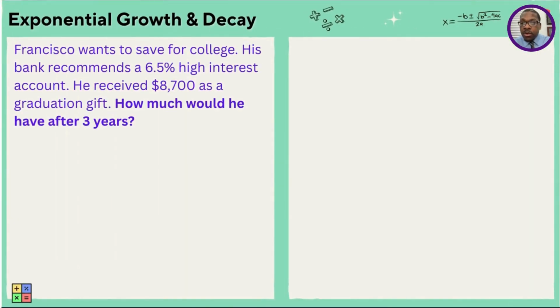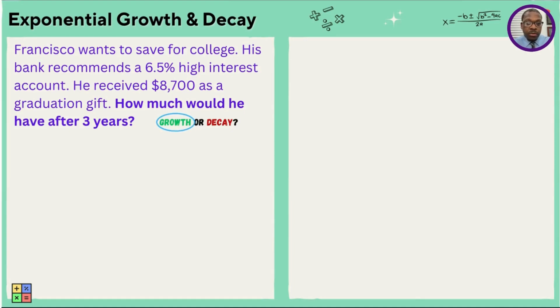All right, we're going to start with this one: Francisco wants to save for college. His bank recommends a 6.5% high interest account. He received $8,700 as a graduation gift. If he was to put that in the bank and just let it sit there, how much would he have after 3 years? All right, the first thing we need to ask ourselves is, is this considered a growth problem or a decay problem? If you put money in the bank and it has an interest rate, it's going to grow. This would be a growth problem.